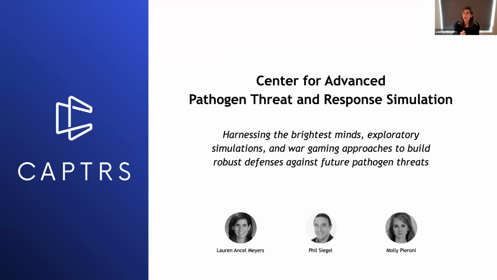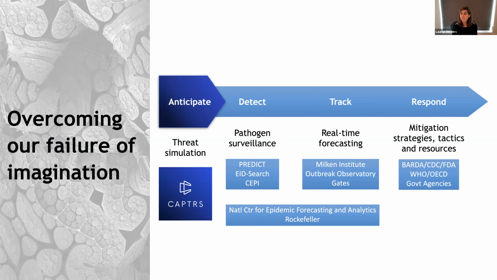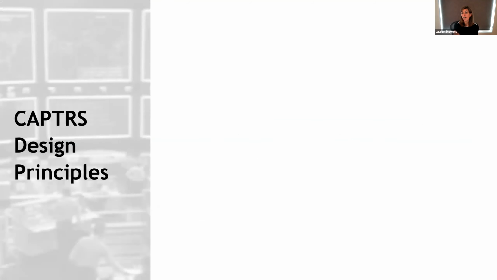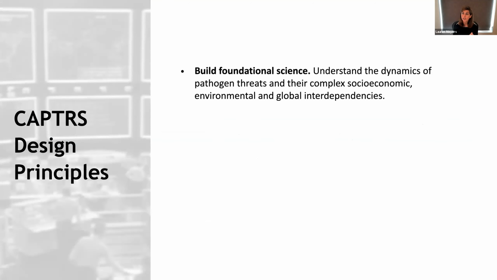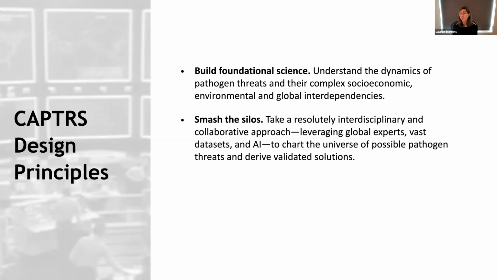But CAPTRS is really focused on harnessing the brightest minds, exploratory simulations, and wargaming approaches to build robust defenses against future pathogen threats. And we slot in here at the beginning. We slot in as a way to enhance what's being done in detection, tracking, and responding, by providing scenarios, providing science, and providing awareness of the kinds of threats we need to be prepared to detect, track, and respond to. So CAPTRS is grounded in three different design principles. We want to build foundational science. We want to smash the silos. We can only do this through interdisciplinary collaboration, by building bridges not only between disciplines, but also between scientists, practitioners, and decision makers.